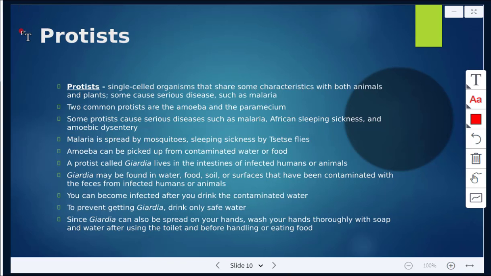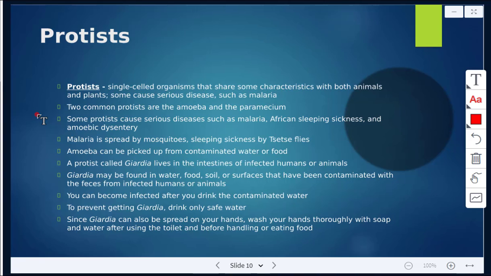And next are protists. These are also single-celled organisms, and they share characteristics with both animals and plants. Some protists can cause serious disease, such as malaria. Two common protists you may have heard of are the amoeba and the paramecium. Some protists can cause serious diseases, like I said, malaria, and another one, African sleeping sickness.